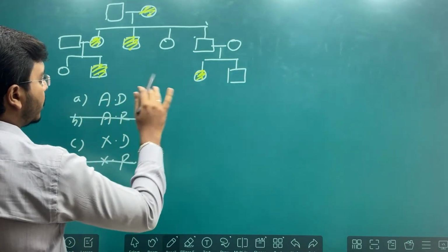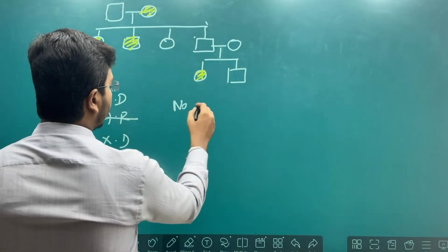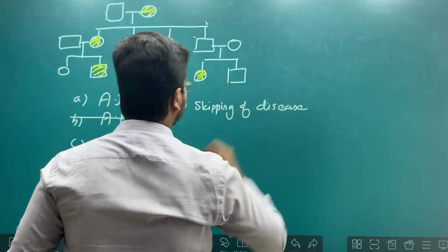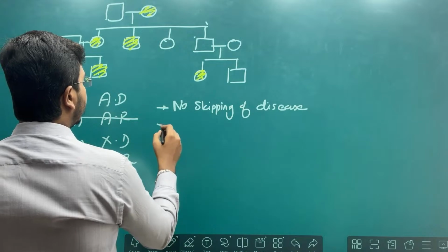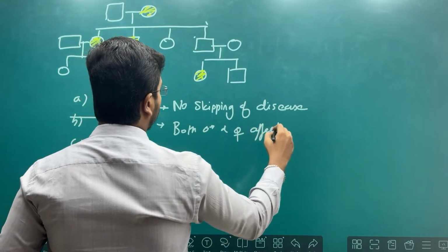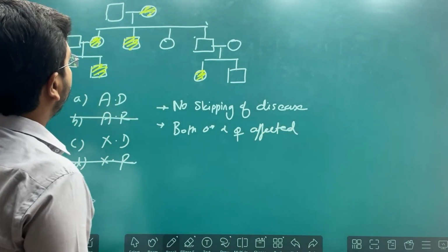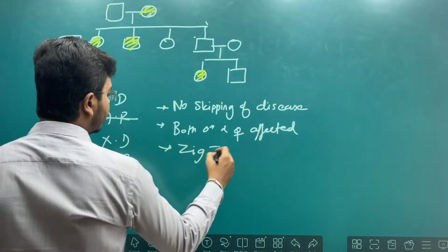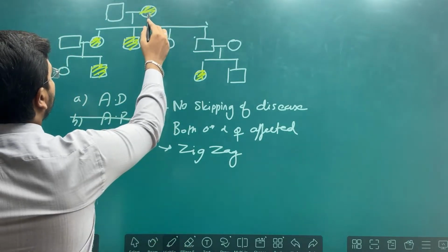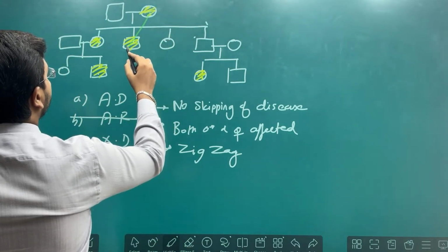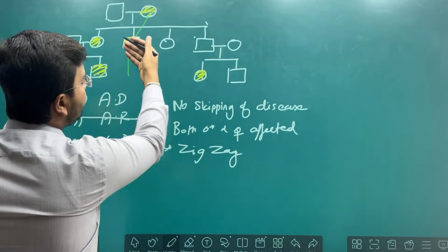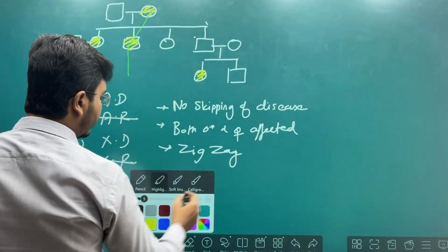Dominant is there because there is no skipping of disease. Next, what? Both male and female are affected. Can you see a zigzag? See whether you can see a zigzag. A female is affected, from there a male is affected, but again a female is affected, but from here I am not getting an affected one. So I'm not getting a zigzag.